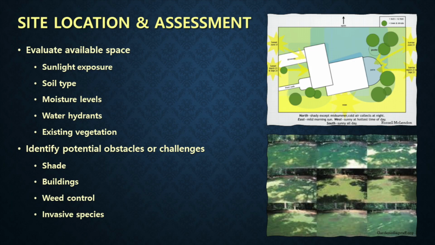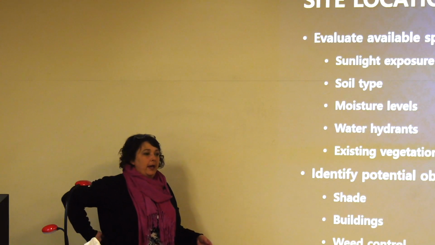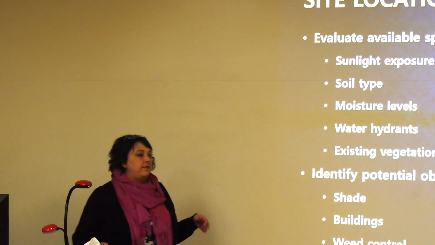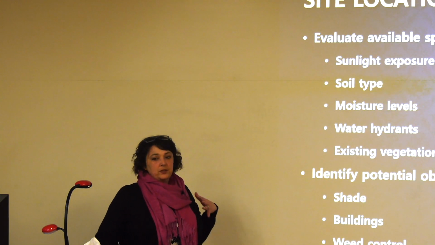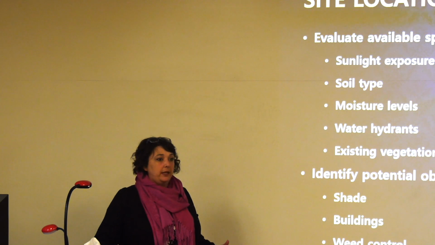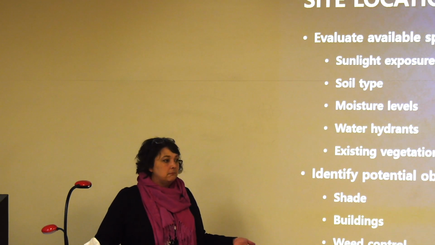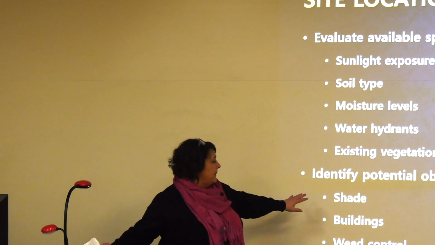Identify any potential obstacles or challenges. Shade, right? You're not going to plant a sun-loving plant in a shady location. It's just not going to be happy, okay? If that plant doesn't get sunlight during some part of the day, it's going to be a little tough to try and get some pollinators there too. Now, are there shady gardens? Yep. Okay, but keep that in mind.